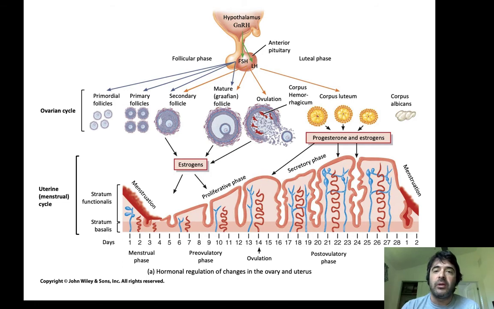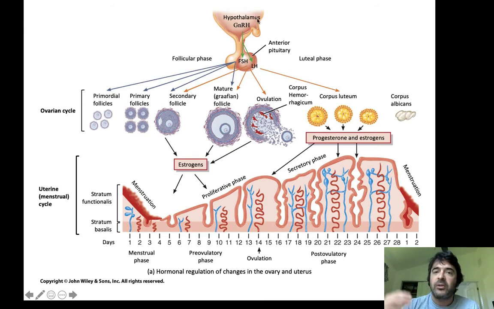And the reason that this image is so good is because it ties together what's happening in the brain, what's happening in the pituitary gland, how the pituitary gland influences the ovaries, and how the ovaries influence the uterus. So there's a hierarchy of control here. You don't think about reproductive cycles as being controlled by the brain, but they're absolutely controlled by the brain.